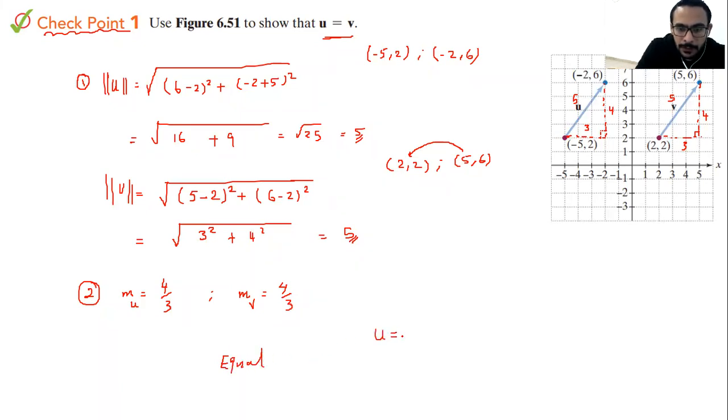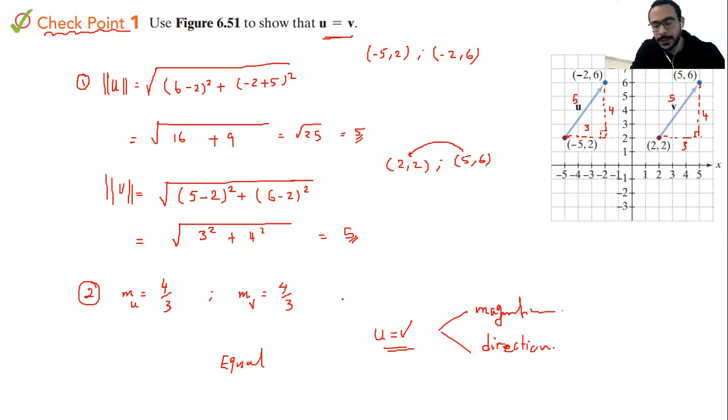So I can write that U equals V. Why? They have the same magnitude and the same direction. Easy? Any questions, guys? No, clear. Okay.